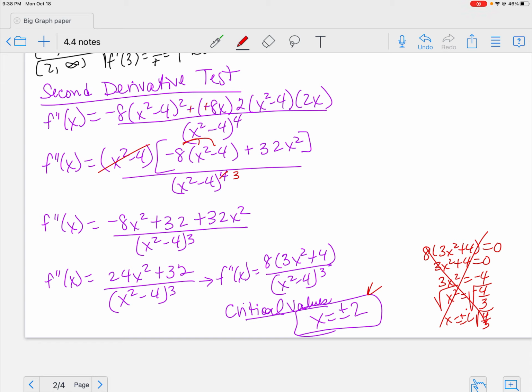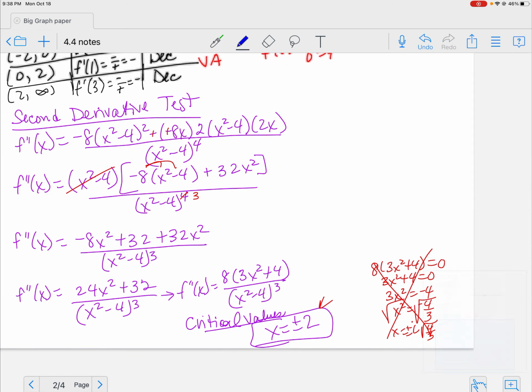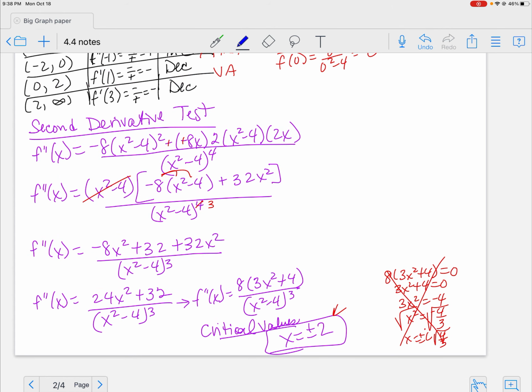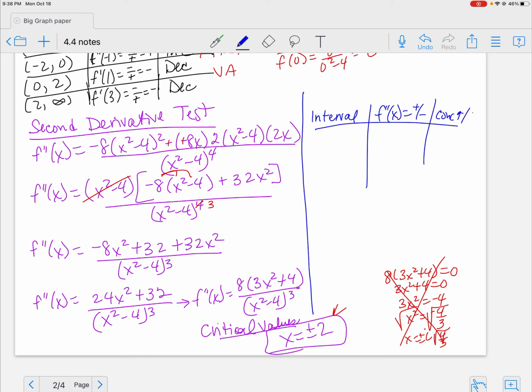Okay, so I'm going to build my chart off of those critical values. I'm actually going to change my colors. Oops, I'm going to go blue because we're kind of getting jammed up here a little bit, aren't we? So I'm going to put this line down here. I have an interval. My second derivative is either positive or negative, and that's going to tell me if it's concave up or down. I'm going from negative infinity to negative 2, negative 2 to 2, and 2 to infinity.